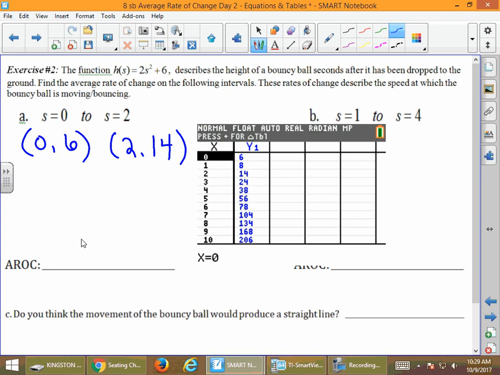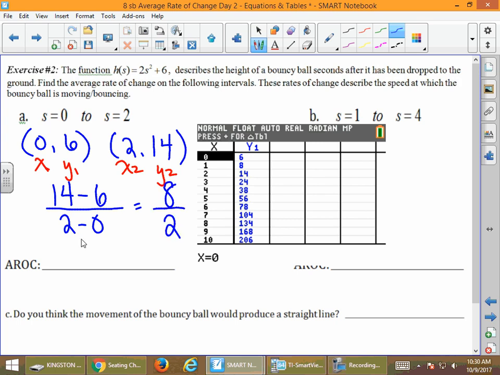And we want to figure out the average rate of change. Use the function notation if you prefer. Use your slope formula, which is probably more comfortable to you. But when we fill it in, it's 14 minus 6 over 2 minus 0. And 14 minus 6 is 8, and 2 minus 0 is 2. And 8 divided by 2.